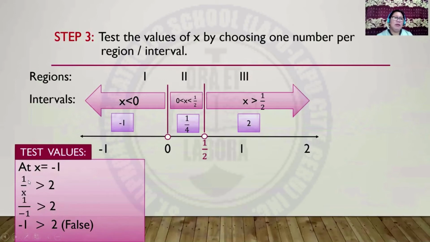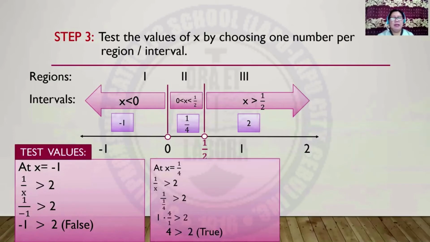So, this is the given, 1 over x greater than 2. 1 over -1, you substitute -1 to x. The result is -1. And greater than 2. Is -1 greater than 2? It's wrong, so false. We have a false statement.